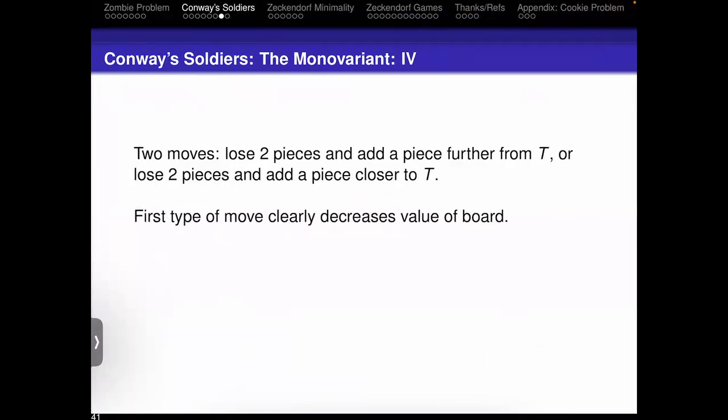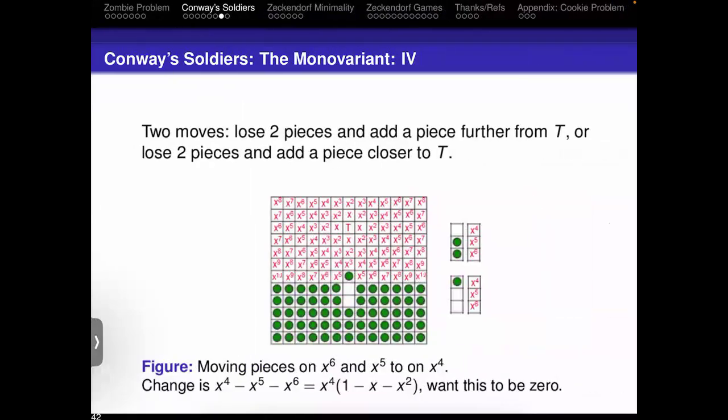And so there are two types of moves. Two pieces are in play, one jumps over the other, so you remove two pieces and you get another piece. If that new piece is further from the target, then I replace two pieces that were closer with a piece that's further. Clearly, the value of the board has gone down. The other possibility is when I lose two pieces, I could get a piece that's closer to the target. So I have to look at that second case.